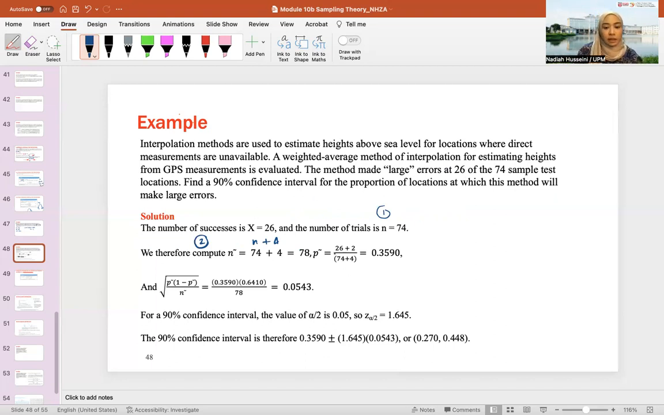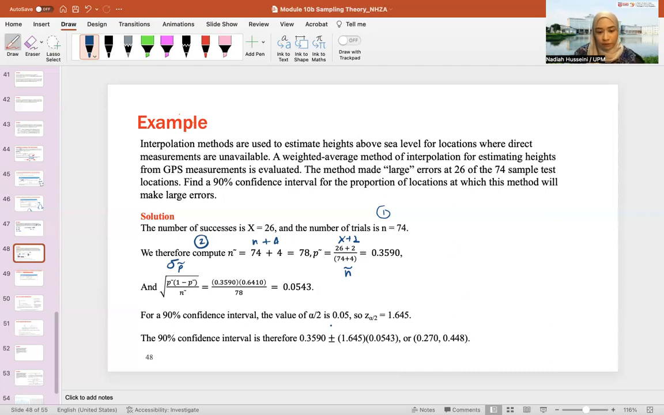They already made a bunch of experiments with this and the estimation works. Your modified p is x plus 2 divided by your modified n, which gives 0.3590. So first step, x and n. Second step, modify your n and p. Then you find the standard deviation for your modified p, which is the square root of modified p times 1 minus modified p divided by 78, which is your modified n. So this is your value.